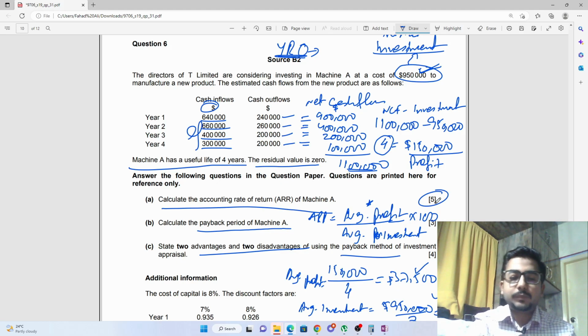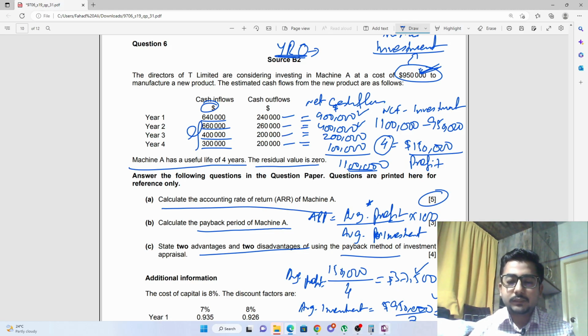The second thing is the payback period of machine A. The payback period of a machine means after how much time the machine will be able to pay us back. You can see that $4 lakh is received in the first year, $4 lakh is received in the second year. The total investment is 9,50,000. So you know that 8 lakh has been recovered in the initial 2 years.